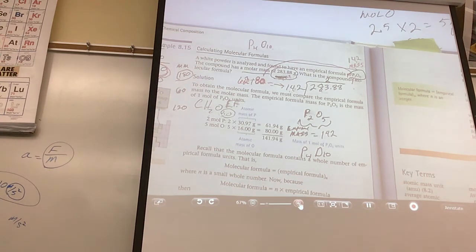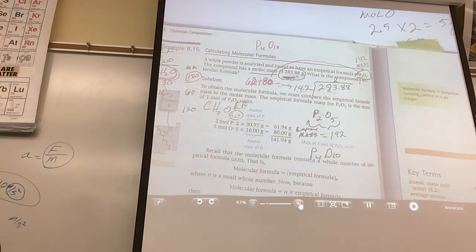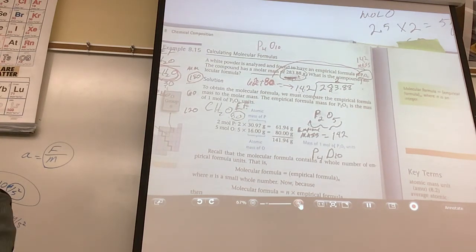Another experiment told me that the molar mass was what? Not 142. What was it? 283, right? Well, then how many times will 142 go into that? 2. So take the empirical times 2. What is P2O5 times 2? P4O10. That's the easiest part of the whole chapter. Now I'm actually done. I'm done teaching the chapter.